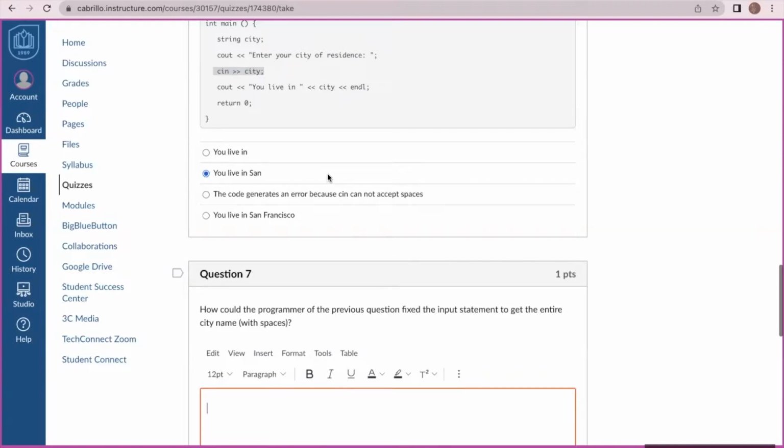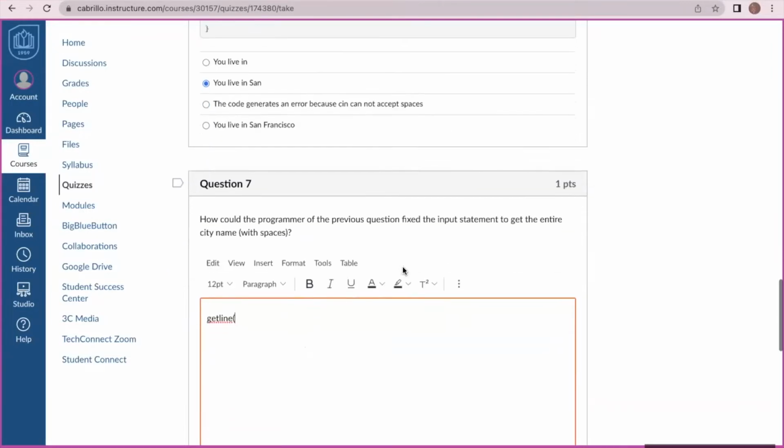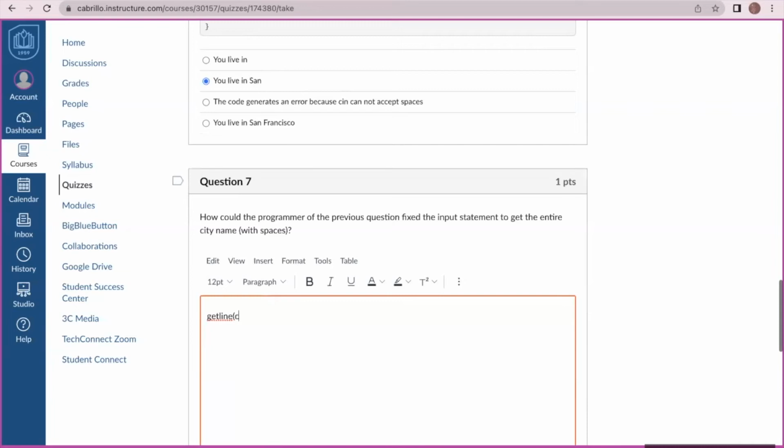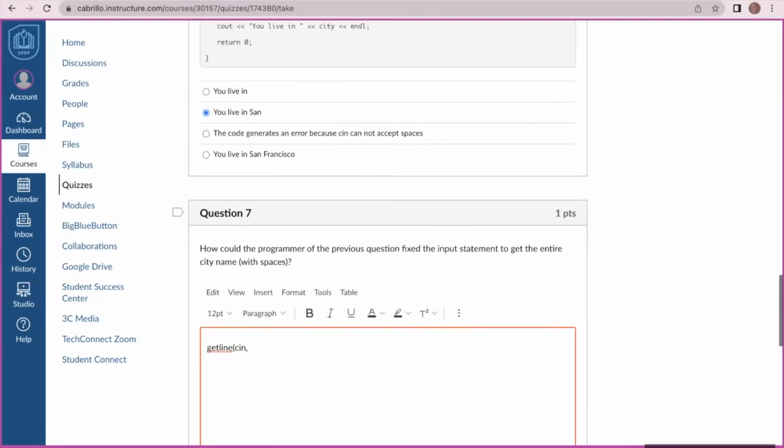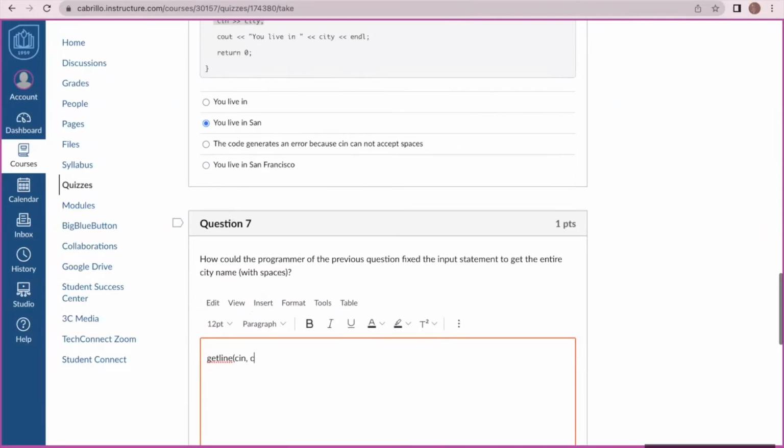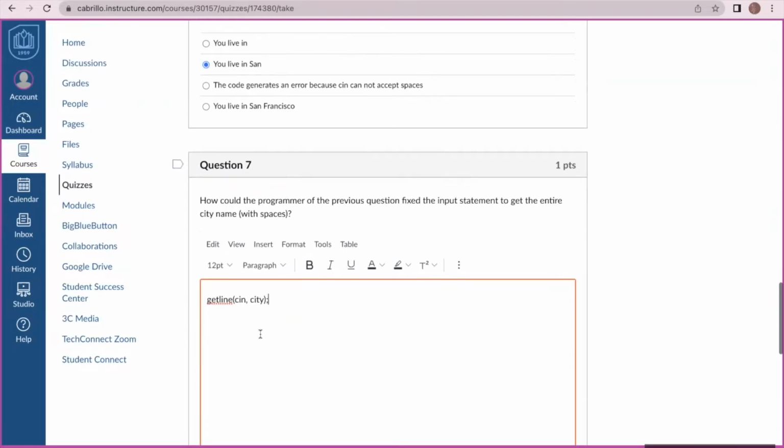Yeah, exactly. It is formally called getline. So yep, perfect. Yeah, Emily, that's exactly it. So it's going to be getline. And the first thing that you put in the parentheses is the stream that you're using, which is cin, a comma, followed by the variable that we want to store a value in, which is city. And ending with a semicolon, this would be the correct way to fix the problem above.